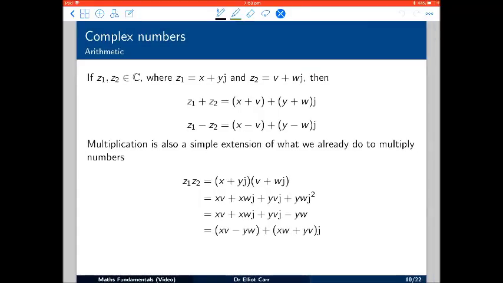Okay, so now we're going to look at multiplying and dividing and adding and subtracting complex numbers. If I've got two complex numbers, z1 equal to x plus yj and z2 equal to v plus wj, to add the two complex numbers together I add the real parts together, so x plus v, and I add the imaginary parts together, y plus w. To subtract, I subtract the real parts, and I subtract the imaginary parts.